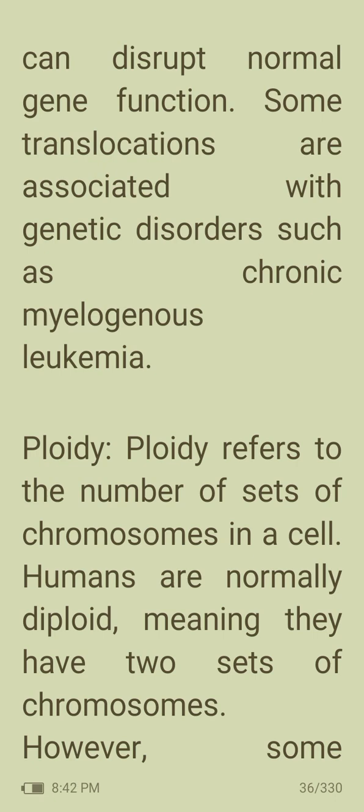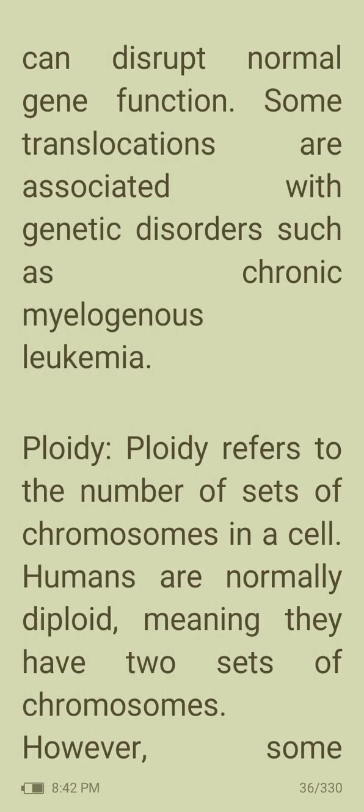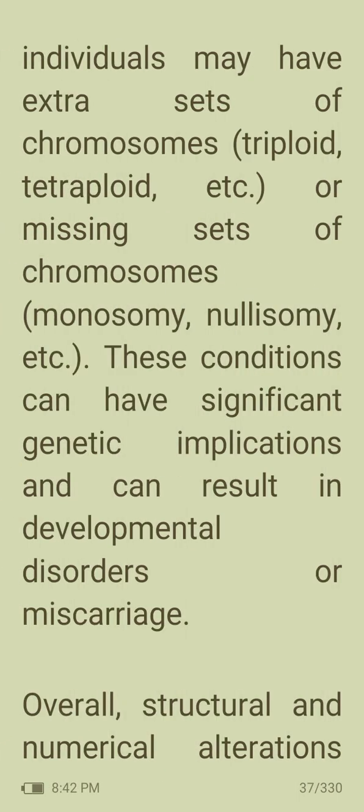Then ploidy. Ploidy refers to the number of sets of chromosomes in a cell. Humans are normally diploid, meaning they have two sets of chromosomes. However, some individuals may have extra sets of chromosomes, triploid, tetraploid, etc., or missing sets of chromosomes like monosomy, nullisomy, etc. These conditions can have significant genetic implications and can result in developmental disorders or miscarriage.